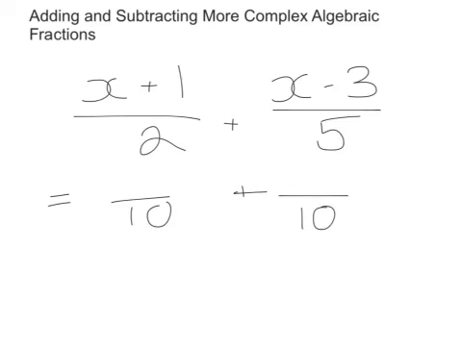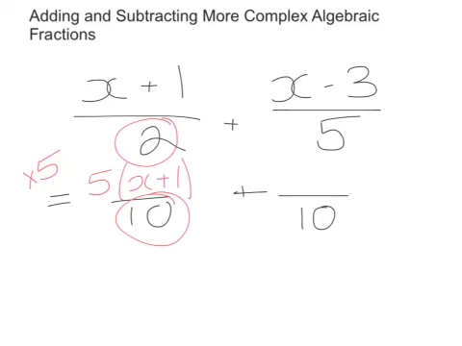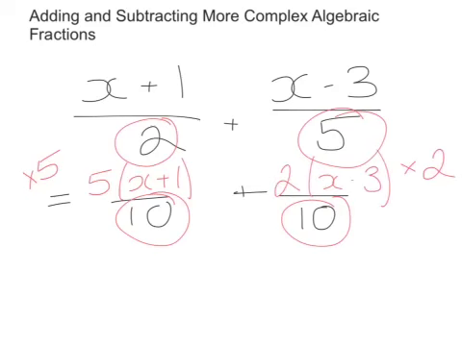Okay, now I have to think, how did I go from 2 to 10? Well, I multiplied by 5. So that means that I need to take the top of my fraction and multiply it by 5. So 5x plus 1. And then how did I go from 5 to 10? I multiplied by 2. So then I have to do 2x minus 3. This is going to add an extra line of working for us.